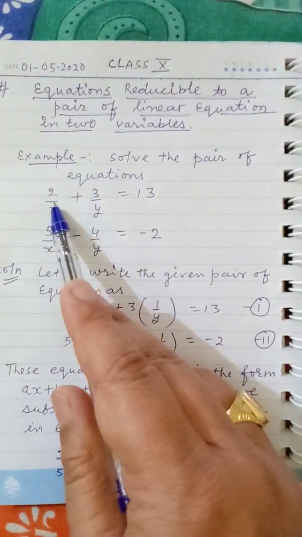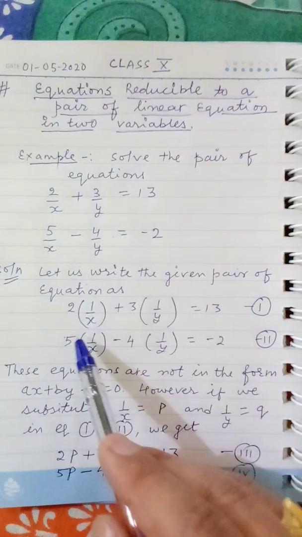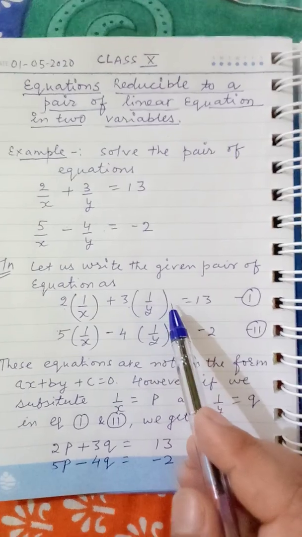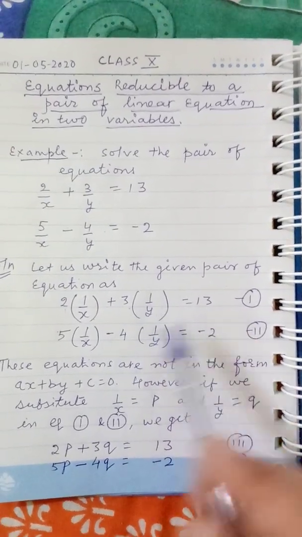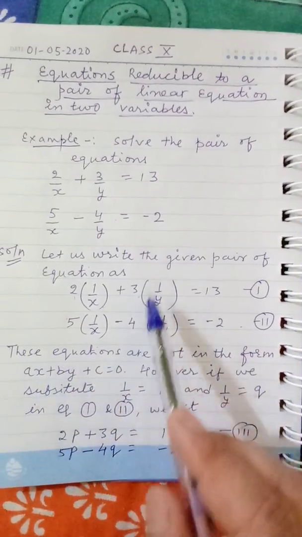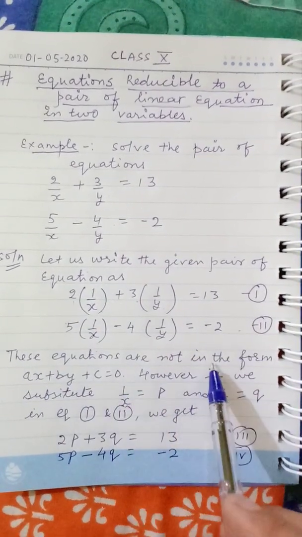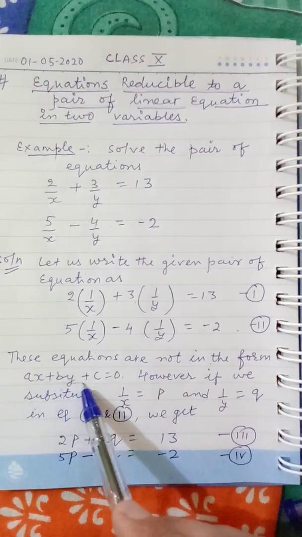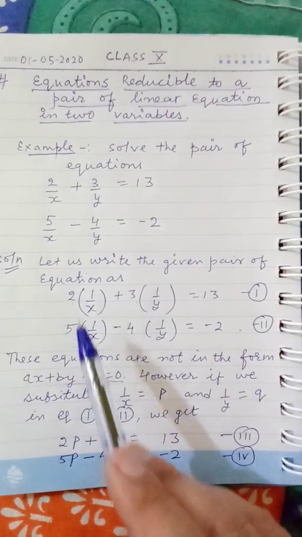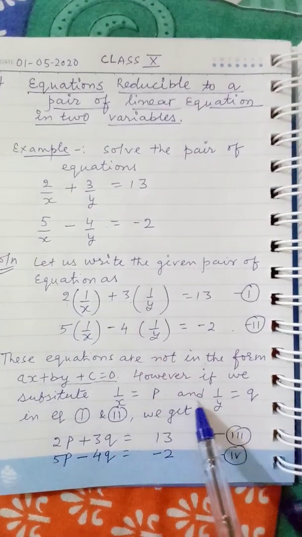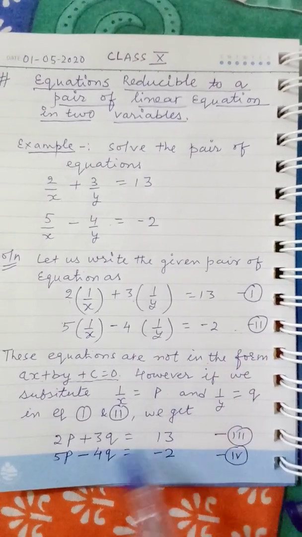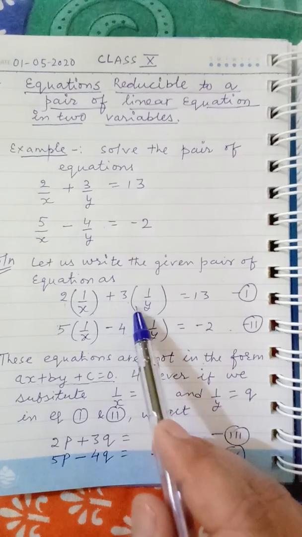2, now this is 2 upon x, so we can write it as 2 multiplied by 1/x. Similarly 3 upon y can be written as 3 multiplied by 1/y is equal to 13. Similarly we will write equation number 2 like this. Now these equations are not in the form of ax + by + c = 0. However, if we substitute 1/x = p and 1/y = q in equations 1 and 2, we get 2p + 3q.